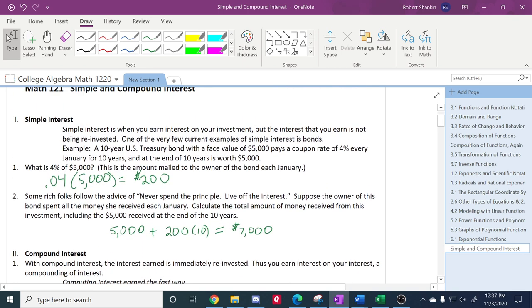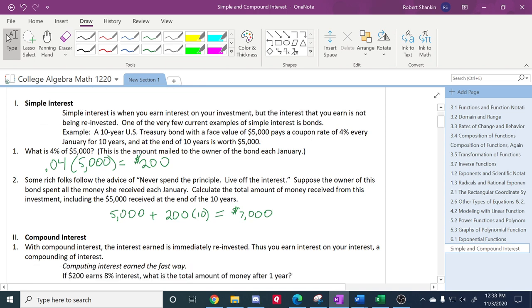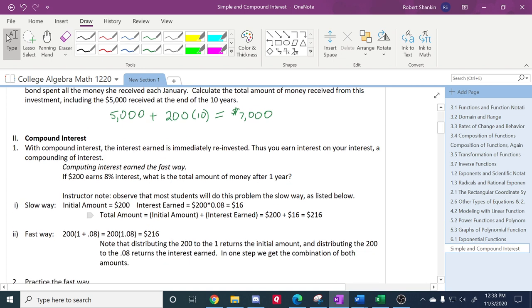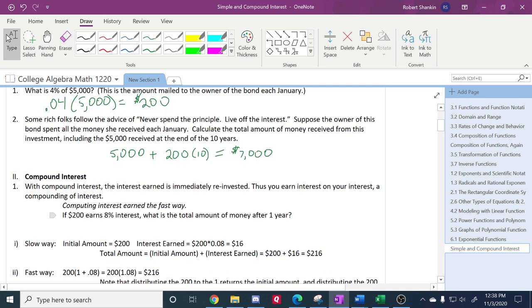Now that's simple interest. Why it's called simple is because your interest doesn't earn more interest. The interest gets mailed to the owner of the bond, and it doesn't compound on itself. Interest getting more interest is compound interest. With compound interest, the interest earned is immediately reinvested. Thus you earn interest on your interest, a compounding of interest. Now we're going to have to learn how to do interest the fast way.